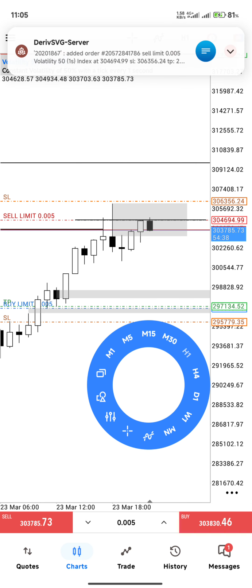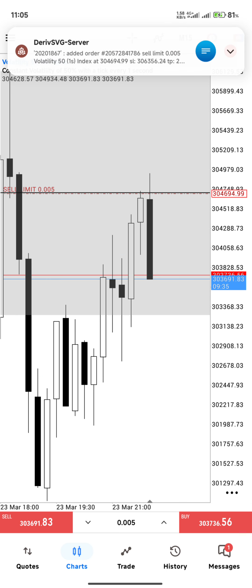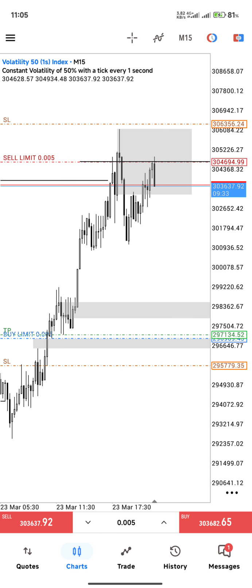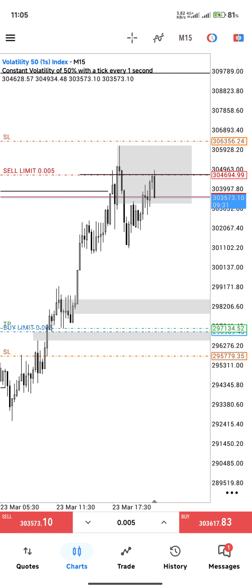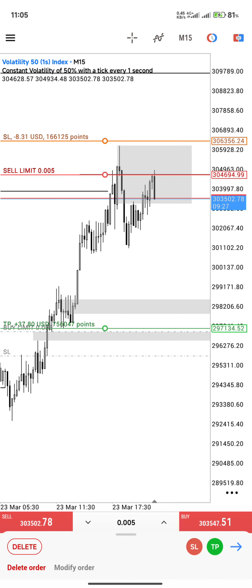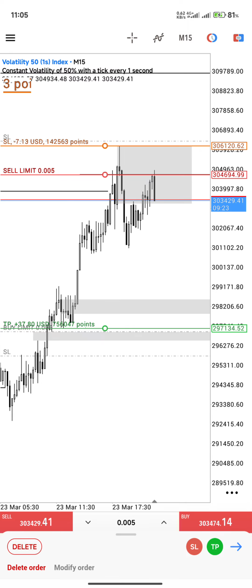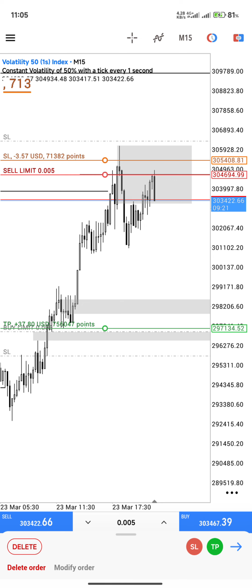Now I could obviously fine-tune this entry from the 15 minutes time frame again. Same thing on the 15 minutes time frame. This is the idea: take profit, entry, and stop loss. But I could reduce my risk here, just above the closing prices of those candlesticks, and then just like that.